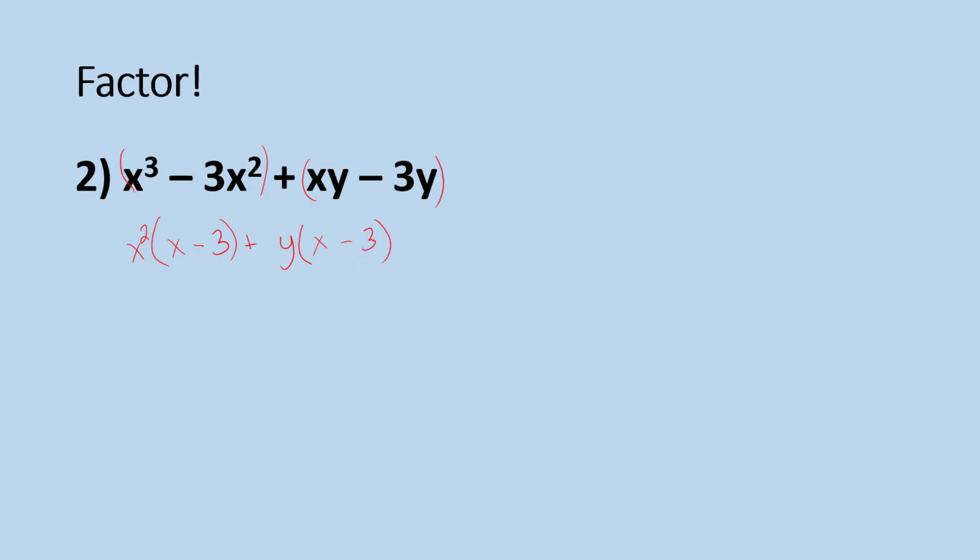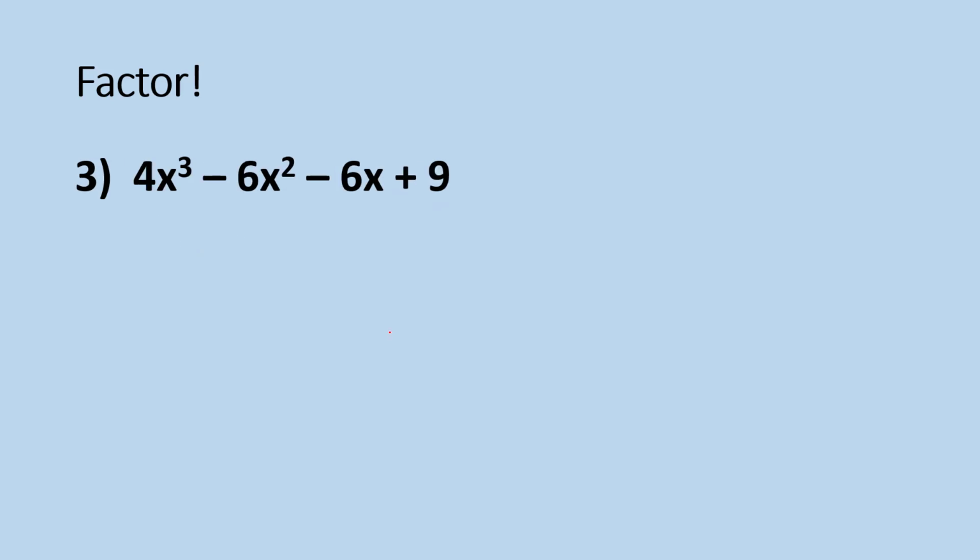Again, I see that my parentheses terms are identical. So I can keep one. And this expression is factorable. And then I'm going to pair together what is sitting in front of the parentheses. x squared plus y. So x squared plus y times x minus 3 should give us x cubed minus 3x squared plus xy minus 3y. All right, now, why don't you go ahead and try one?